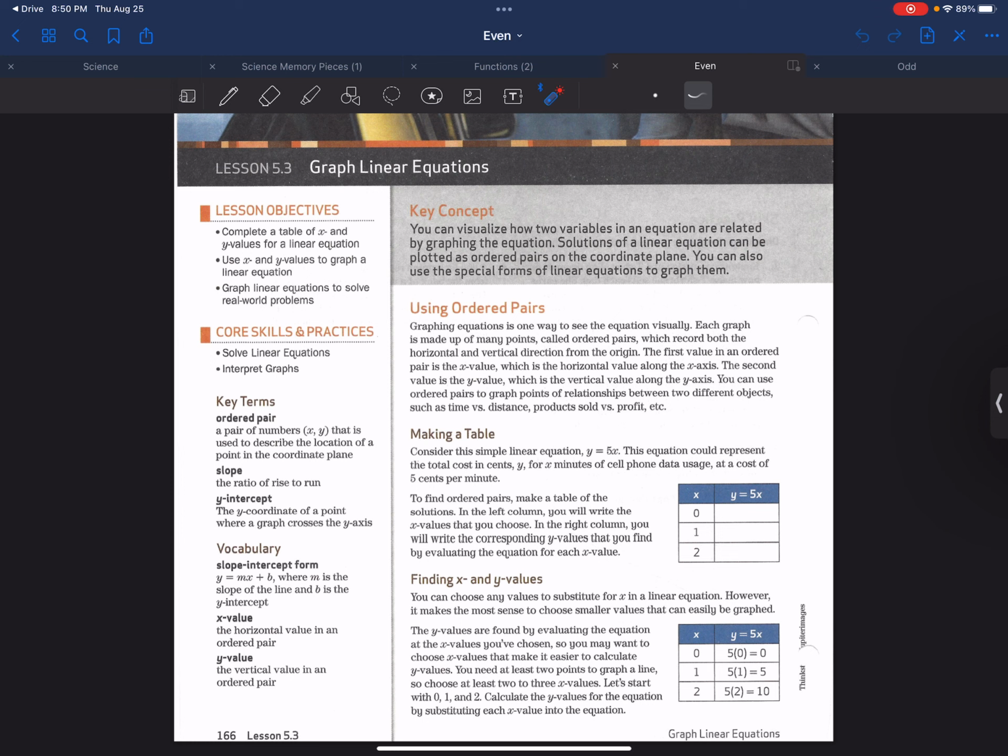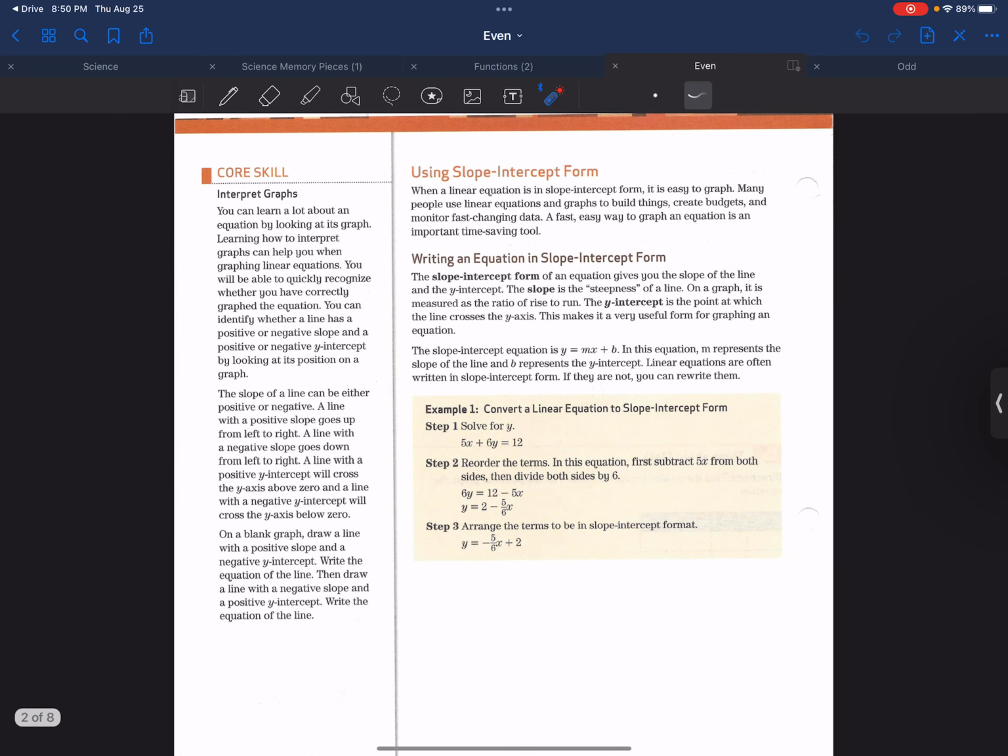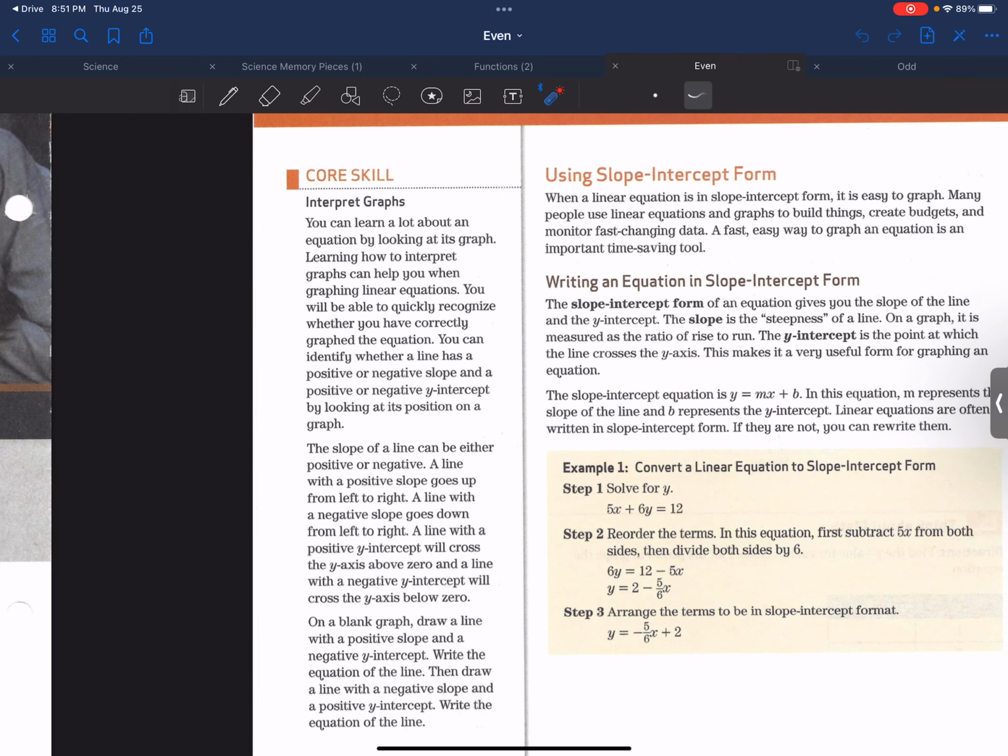This is page 166 in the textbook, not the homework book, and it talks about using ordered pairs, making a table, finding x and y values. We're going to practice that without reading over all of that. And using slope-intercept form, we've already talked about slope-intercept form, so you're already familiar with that term at least. I do want to call your attention to this core skill right here.